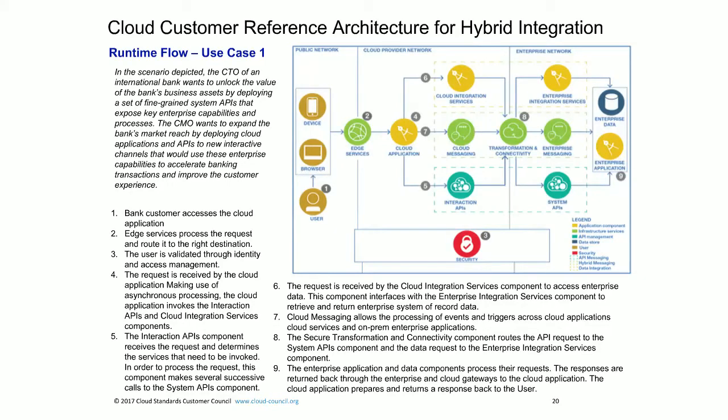In step 6, the request is received by the Cloud Integration Services component to access the enterprise data. This would interface with the Enterprise Integration Services component to retrieve and return any enterprise data back to the callers. The Cloud Integration Services, again, just as a reminder, represents the data gateway into the enterprise. The cloud messaging is there to allow processing of events and triggers across cloud applications and on-prem.